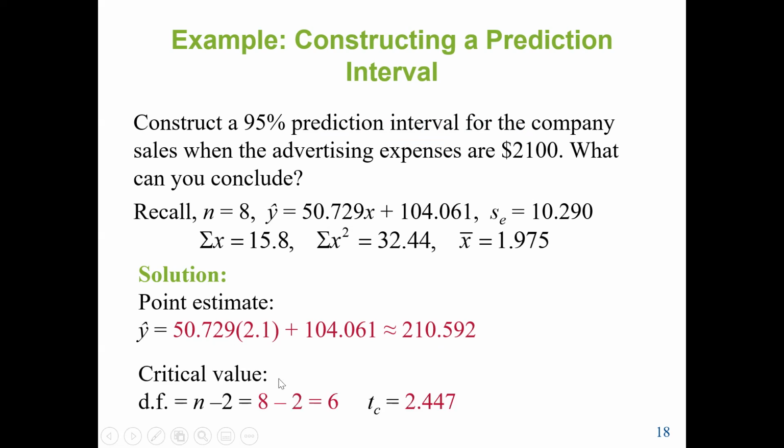From there, we can look for the critical value. Degree of freedom is 6. So now we have to use our table, the t table, go through the row of 6, and then it's 95%. So our alpha will be 0.05 or 5%. The t value there will be 2.447 from the table.